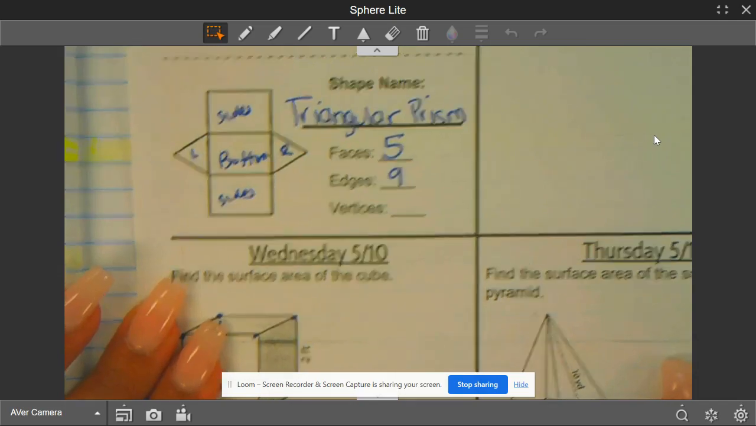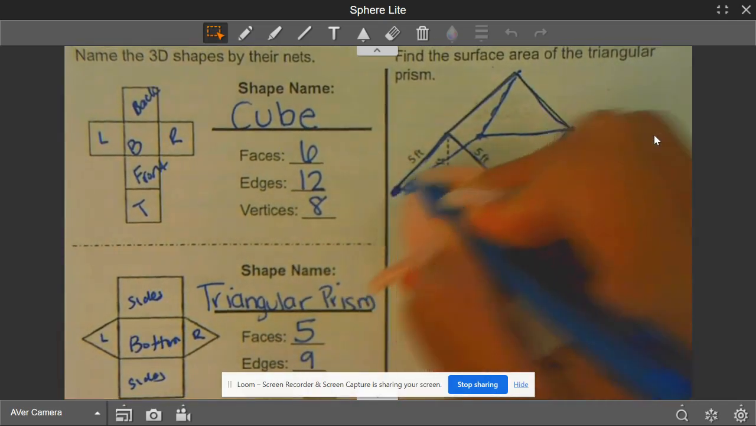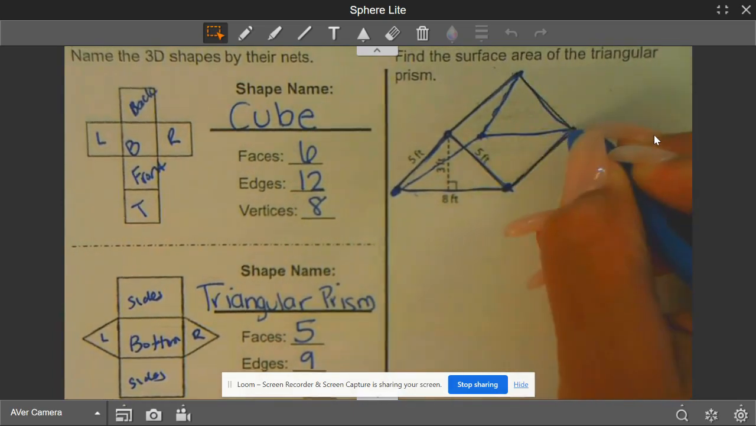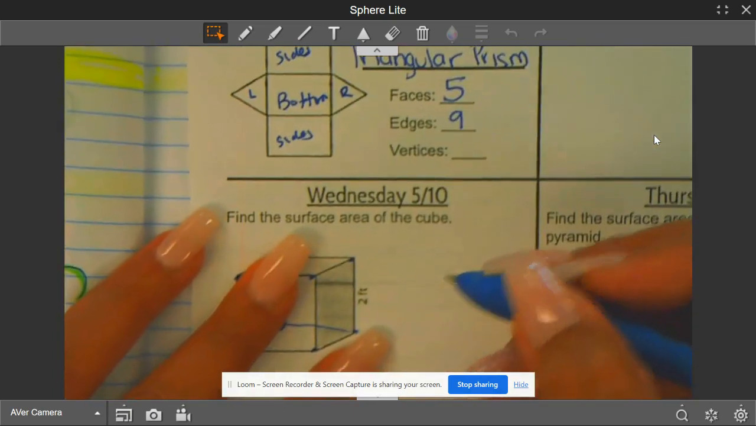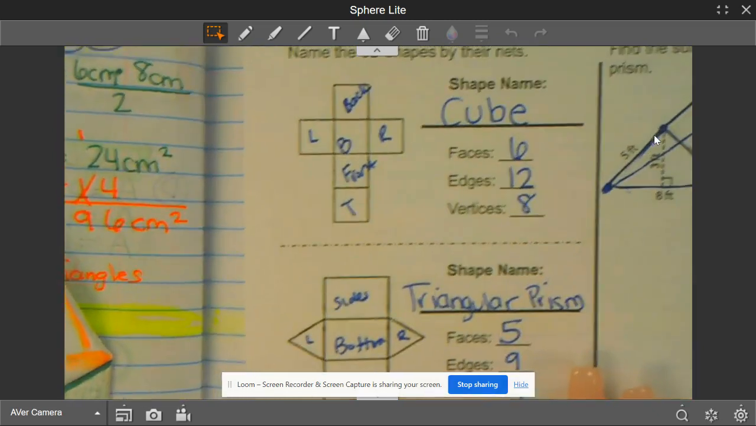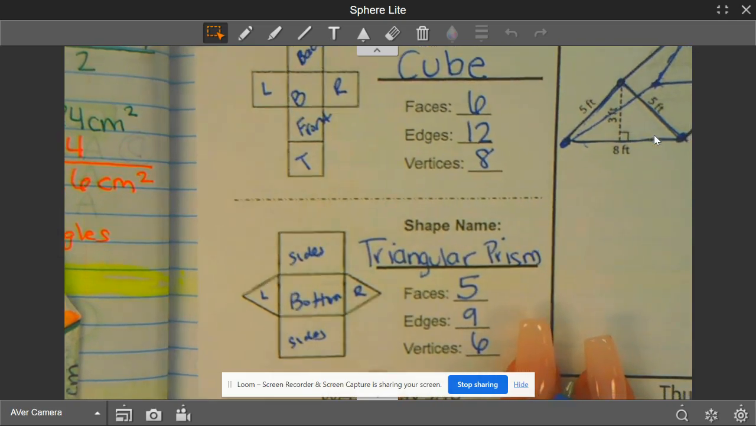And then my vertices. So if I look here, my vertices would be the points where they meet. So I have 3 there and 3 here. So that would be 6 vertices. All right. So today's do now was just naming the shape based off its net, and then also finding the faces, edges, and vertices. Okay.